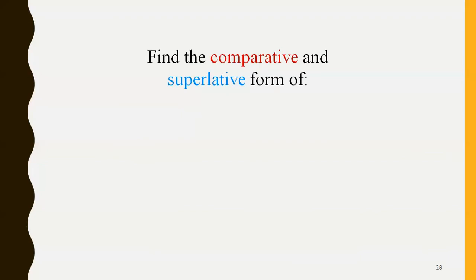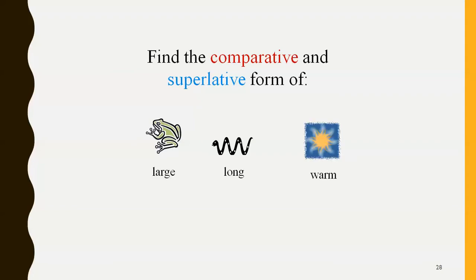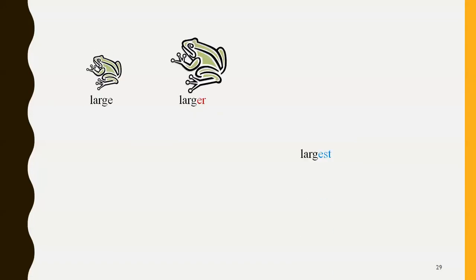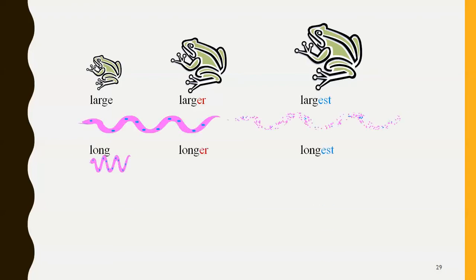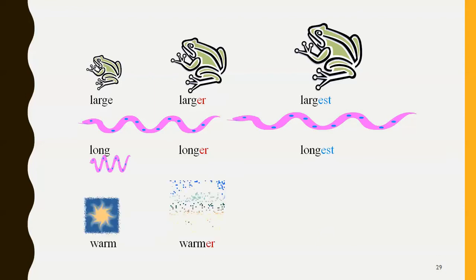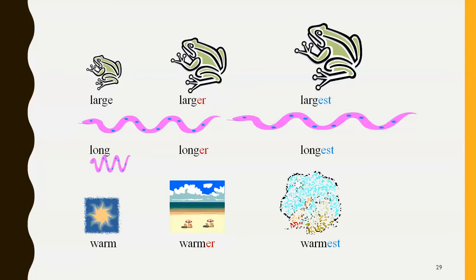Find the superlative and comparative of these. This frog is large, and this snake is long, and the weather is warm. So we have large, larger, and largest. Long, longer, and longest. Warm, warmer, and warmest.